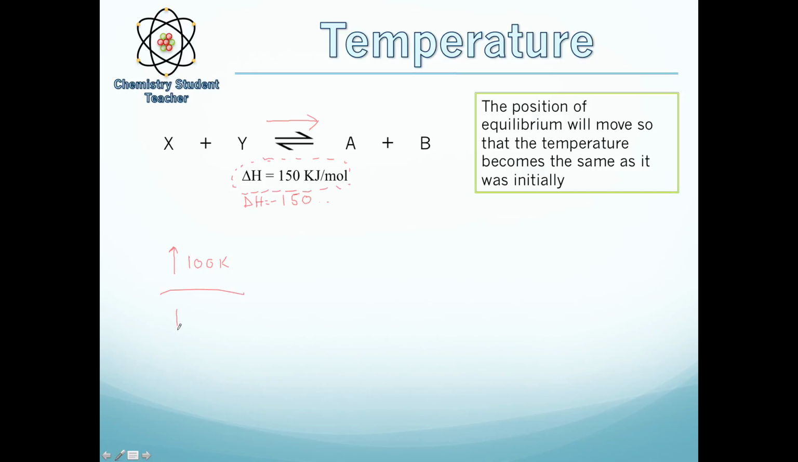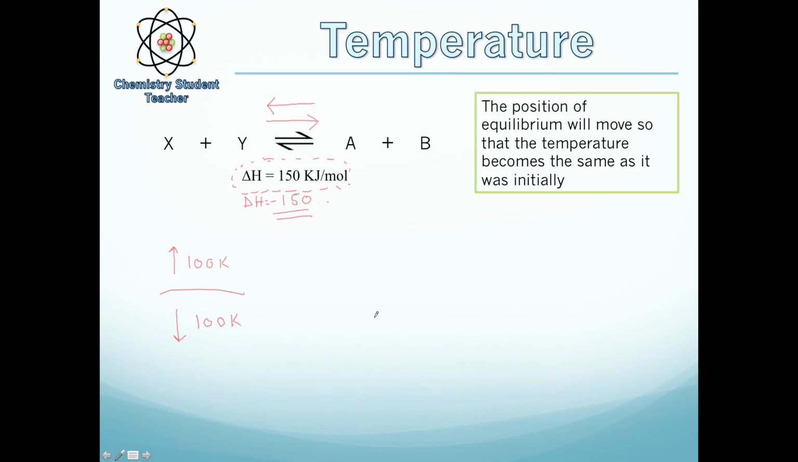Okay, now what happens if we decrease the temperature by 100 Kelvin? Well, this means the system wants to be raised in temperature by 100 Kelvin, because we just decreased it by 100 Kelvin, to get it to its initial state. And to do that, it needs to produce heat energy. To produce heat energy, you have to do the reverse reaction, because the reverse is exothermic, so it gives out heat by minus 150 kilojoules per mole. Because of that, more A and B will react together to produce X and Y. That shifts the equilibrium left, because more X and Y is produced, so the equilibrium lies to the left.